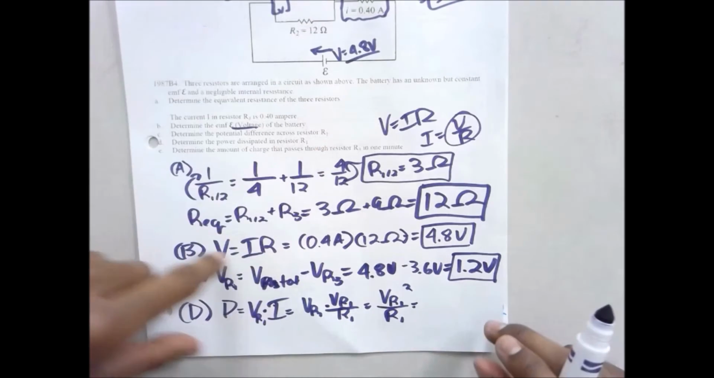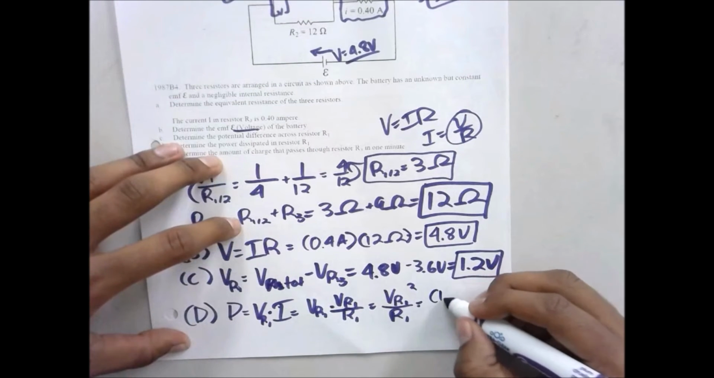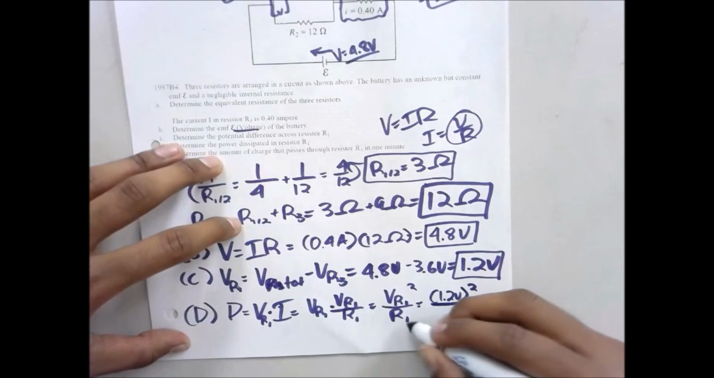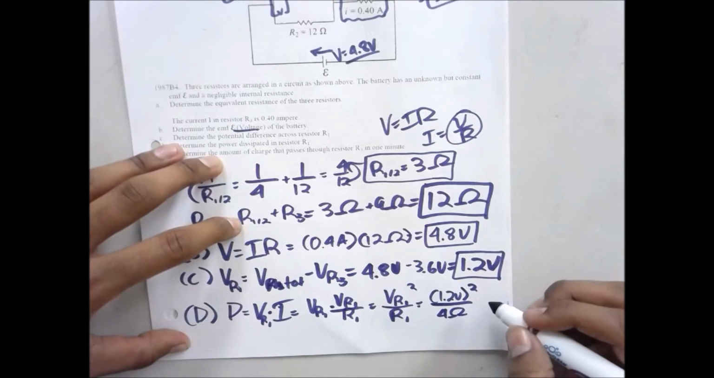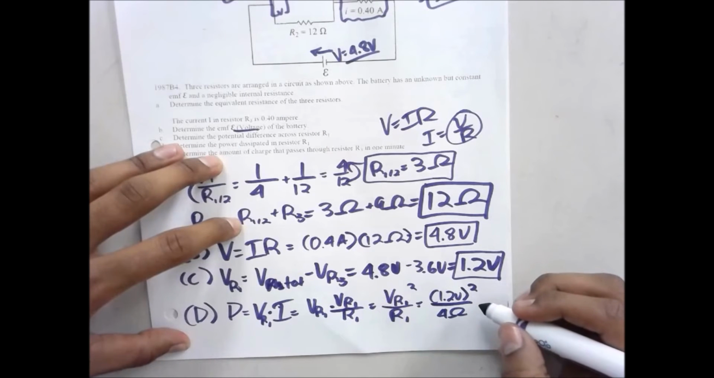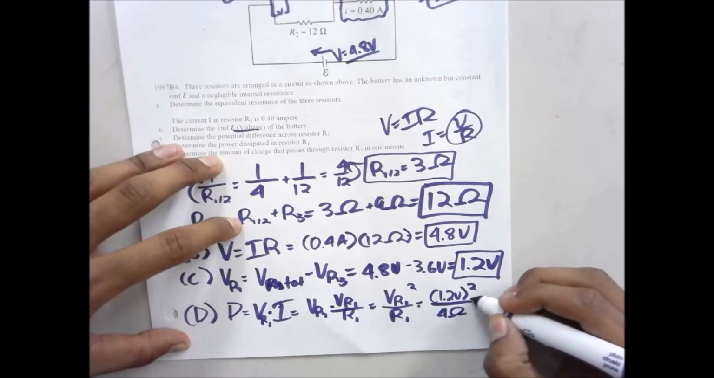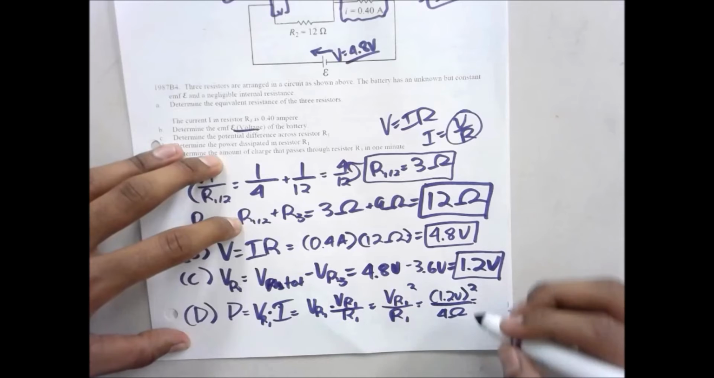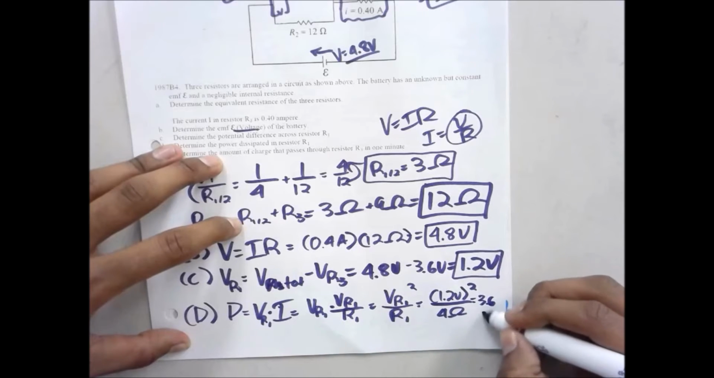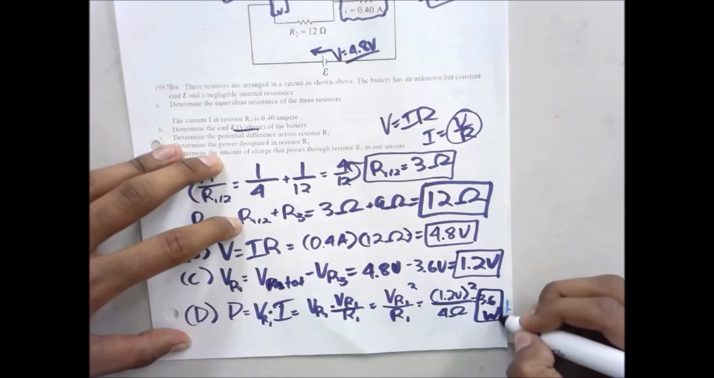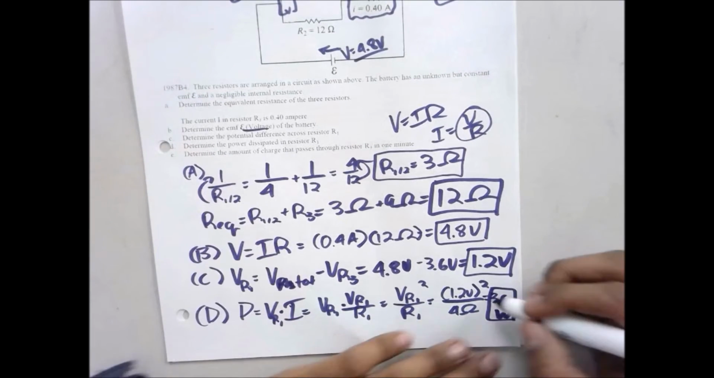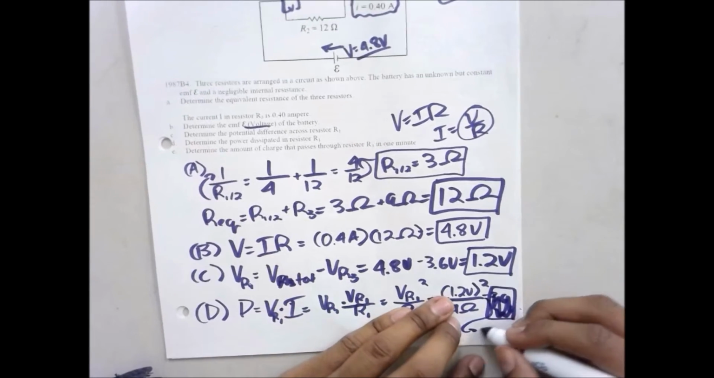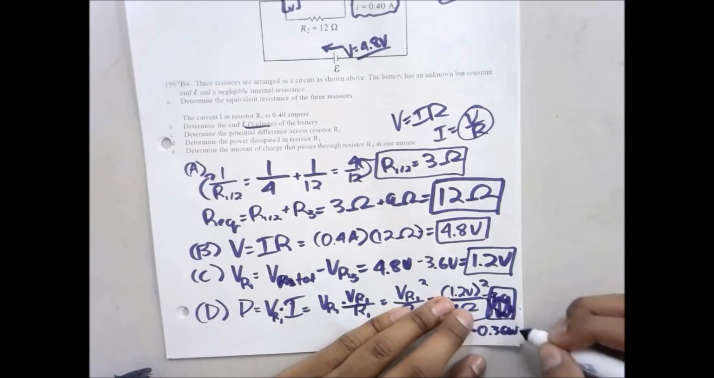So the voltage across R1, which is what we solved for here, is 1.2 volts squared over R1, which is equal to 4 ohms. When we multiply this out and divide it by 4, we get 0.36 watts. That's the power dissipated, 0.36 watts.